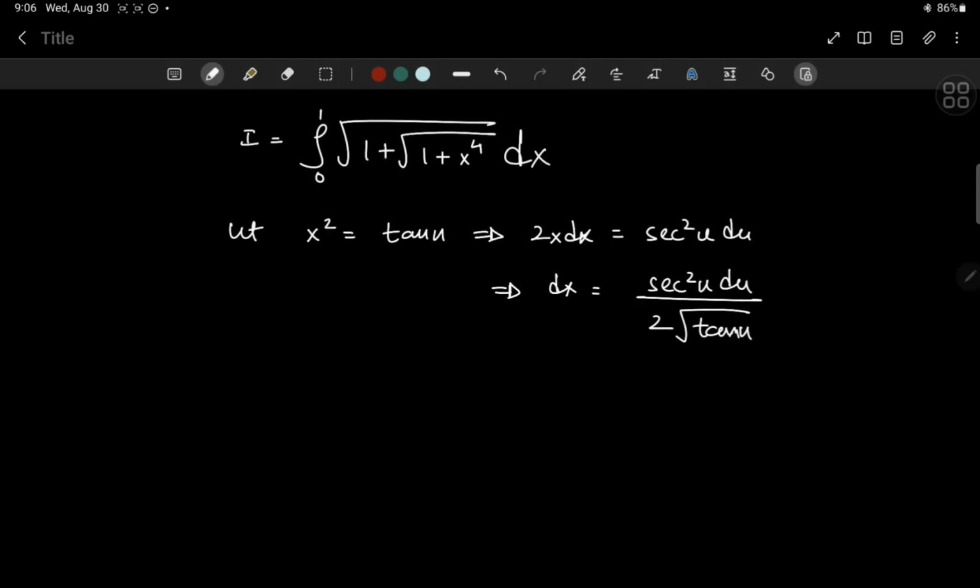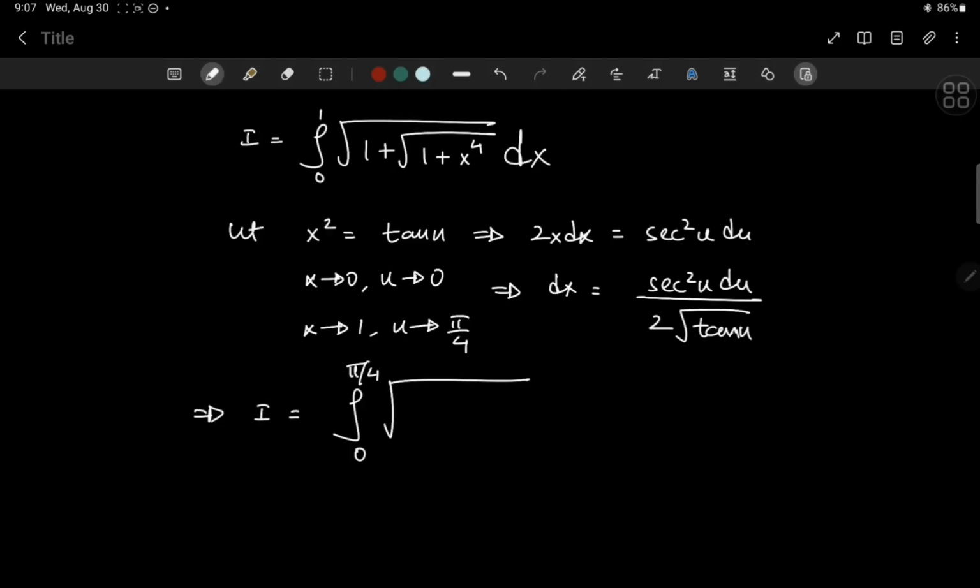Now for the limits of integration, if we need x to approach 0, terribly sorry about that, we need u to approach 0 as well. And for x to approach 1, we need u to approach pi by 4. So this implies that the integral I in the u world is now an integral from 0 to pi by 4 of the square root of 1 plus the square root of 1 plus x to the fourth power.